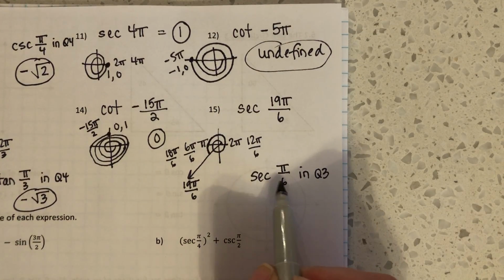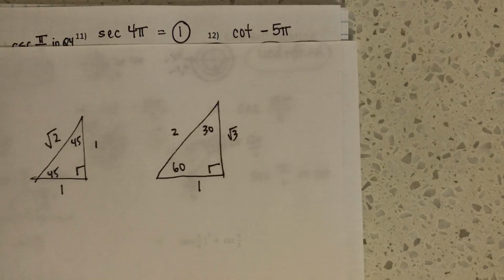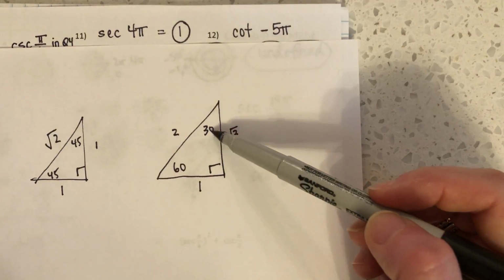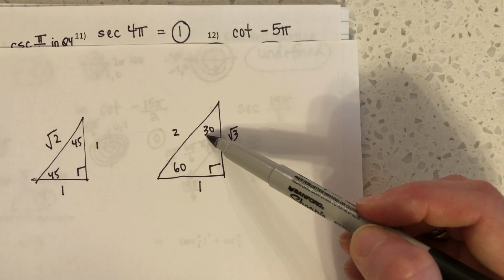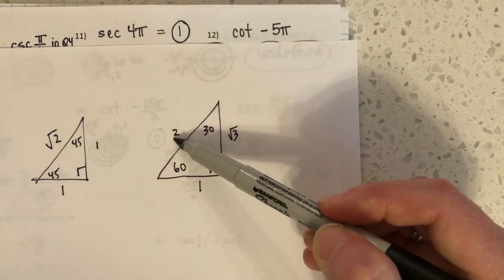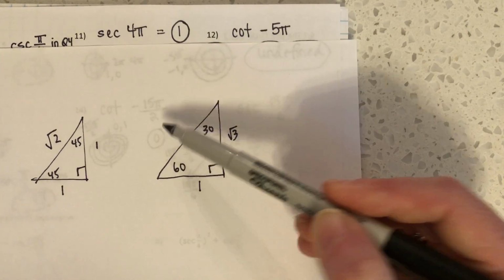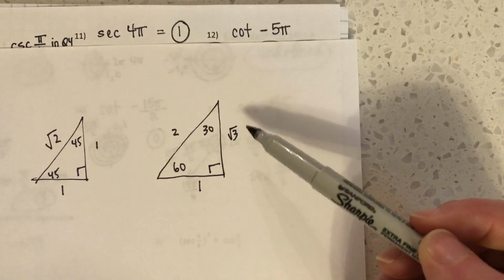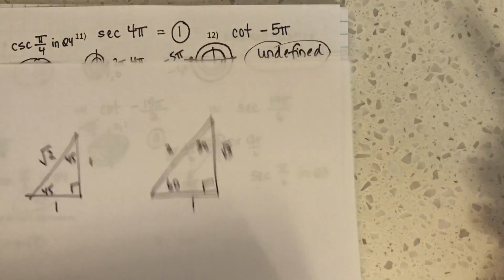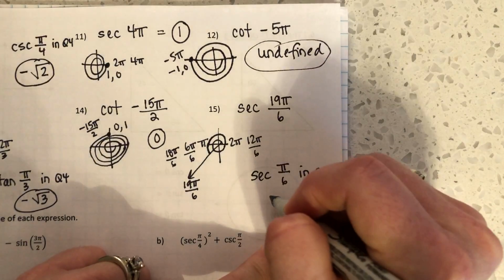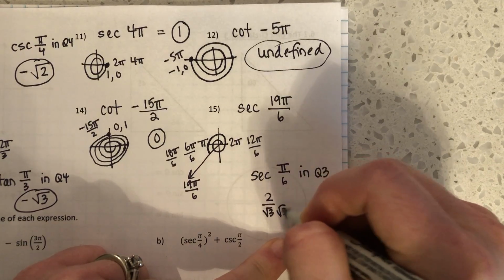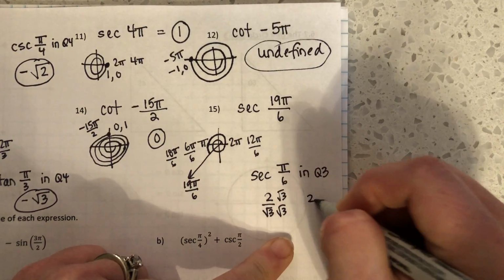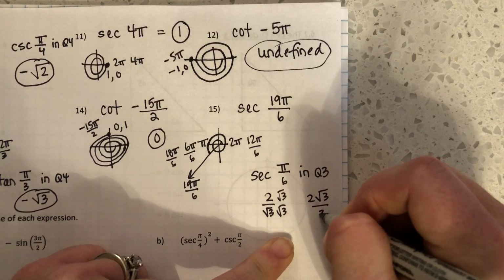So what is the secant of pi over 6? That's a 30-degree angle. What's the secant of a 30-degree angle? Well, the secant of a 30-degree angle, that's the reciprocal of cosine. So cosine would have been A over H, root 3 over 2. So secant is going to be H over A, 2 over root 3. Then I got to clean that up. And it's actually 2 root 3 over 3.